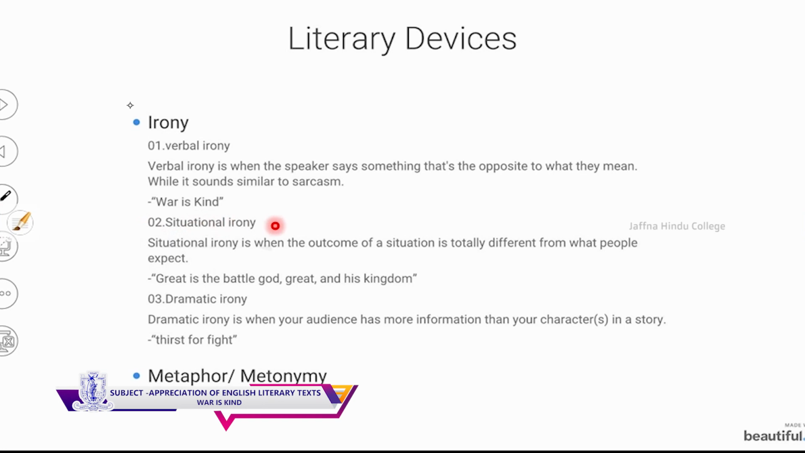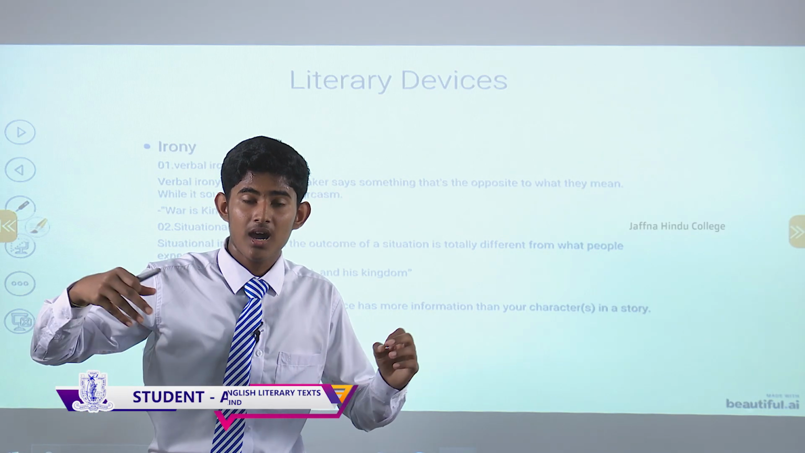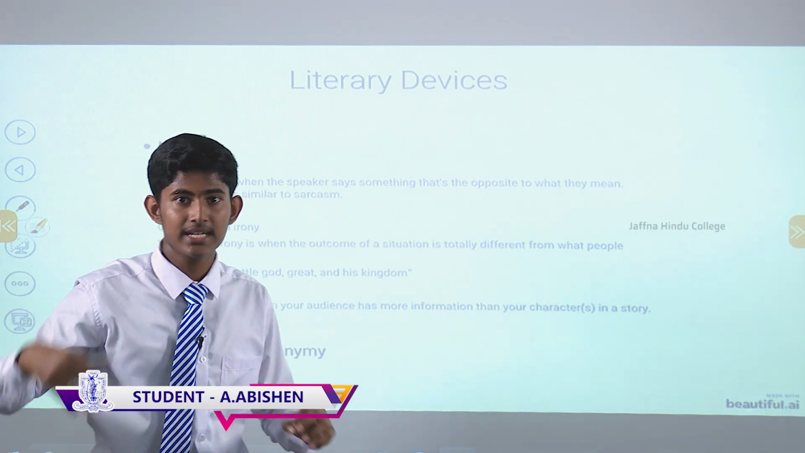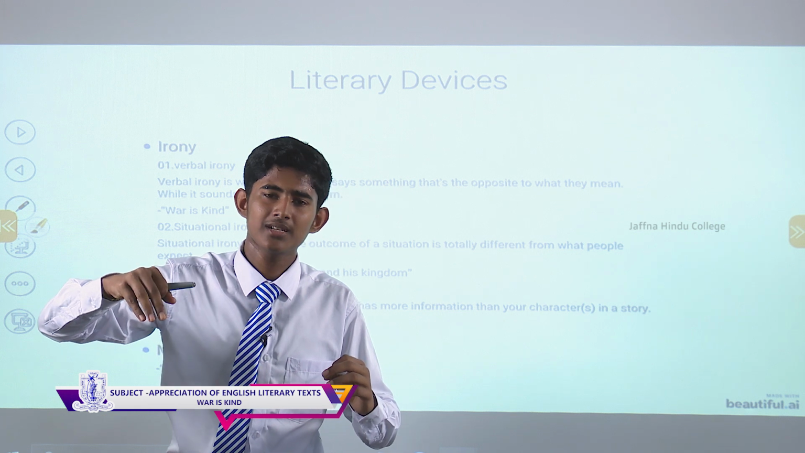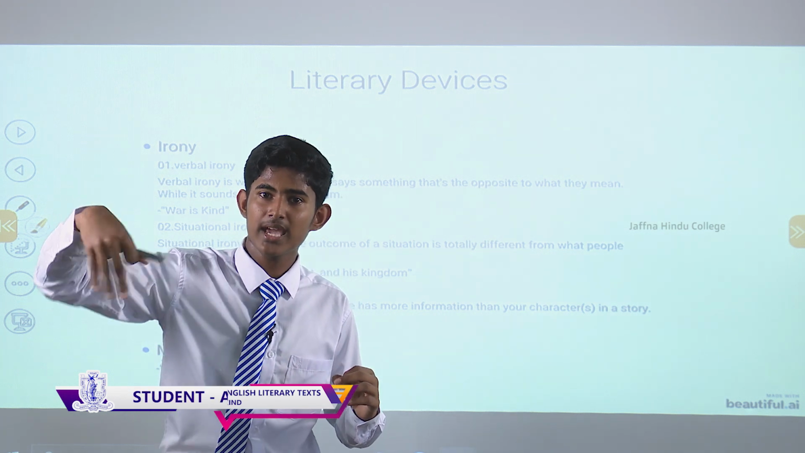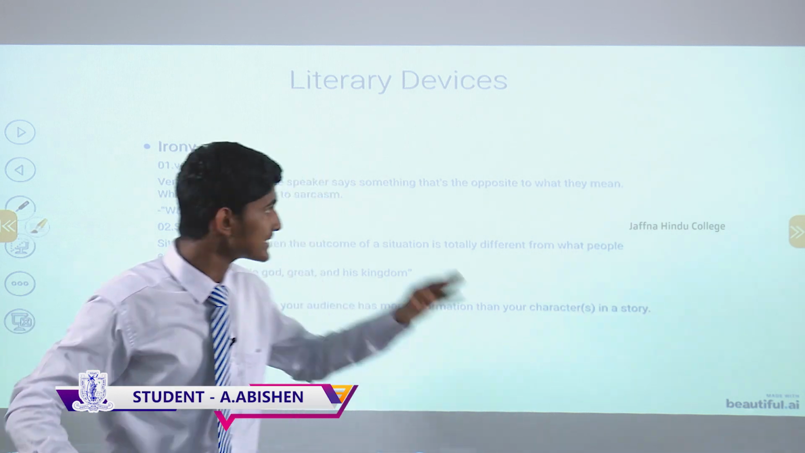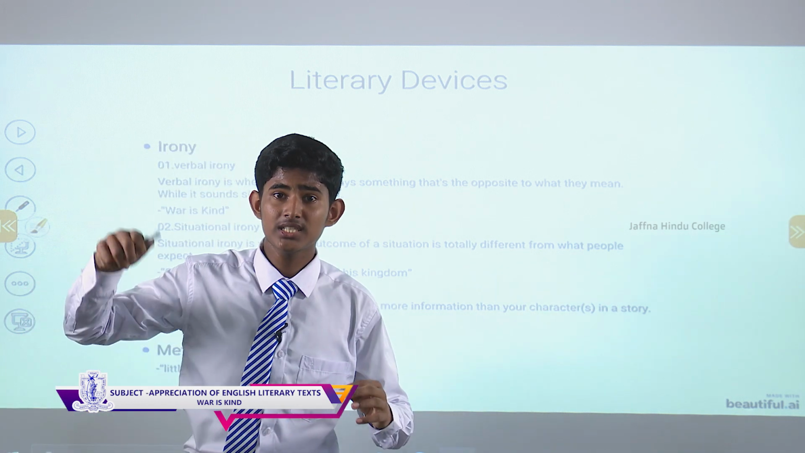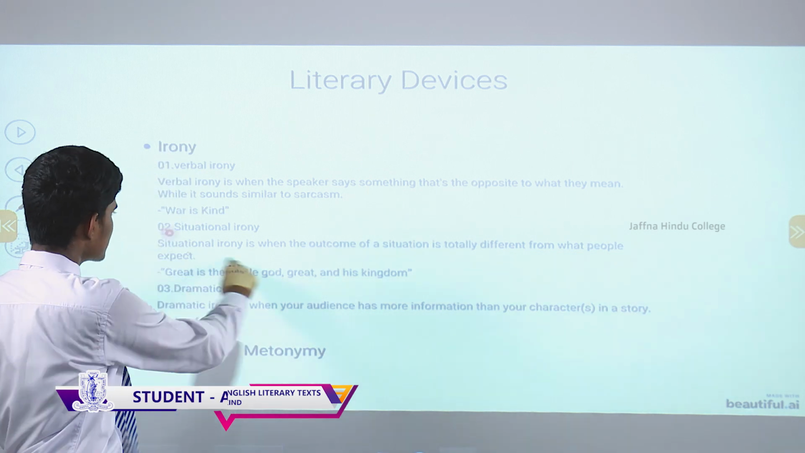Then the situational irony. The outcomes of the situations cannot be expected, or come in a tragic manner. That's called the situational irony. Great is the battle god, great and his kingdom, because people may think that God is here and he can protect or safeguard humankind from the evil forces. But here the poet is negating the battle god's glorification, because the young man becomes the main meal for his hunger. So here is the situational irony.